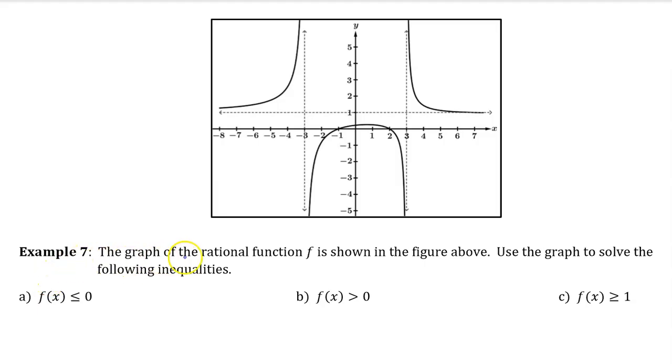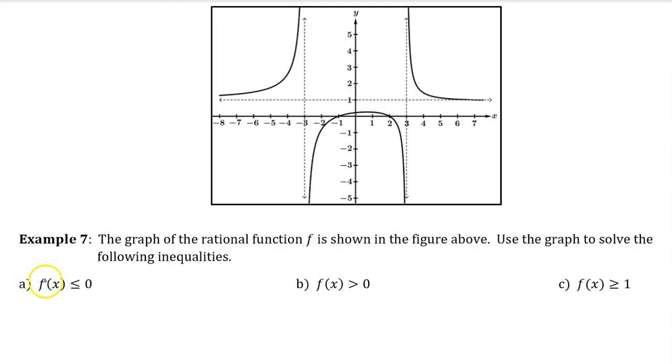Example 7. The graph of the rational function f is shown in the figure above. Use the graph to solve the following inequalities. Part A, f of x is less than or equal to 0. f of x is equal to 0 here and here. It's less than 0 wherever f of x is below the x-axis. So that's going to be on this interval and on this interval.